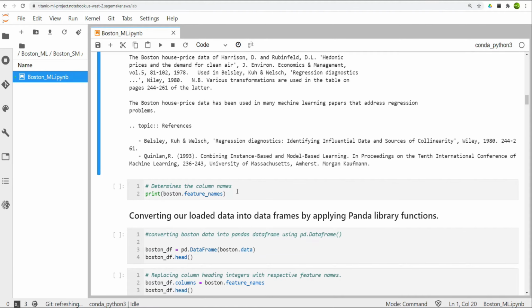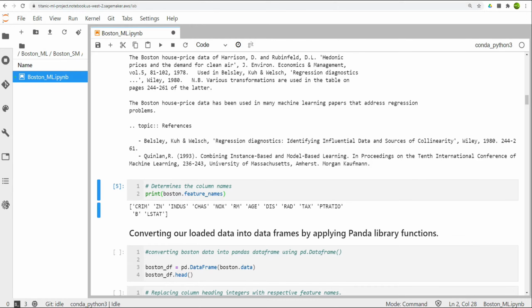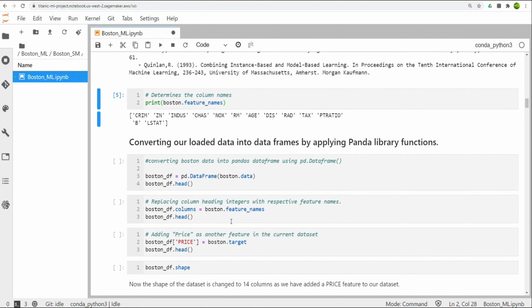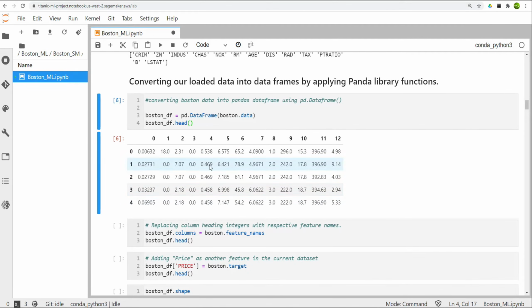In the next cell, here I'm printing the feature names for the Boston house price dataset. And here are all the names. Now let's convert our dataset to the data frame, which is one of the essential parts for data processing. So here I will use the data frame variable as Boston_df and load the Boston.data values. Let's print the data frame head. So here we have our dataset and this is what it looks like.